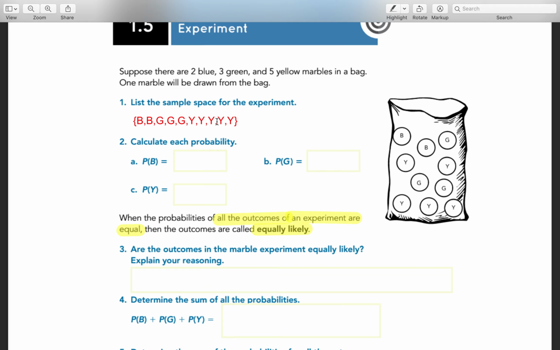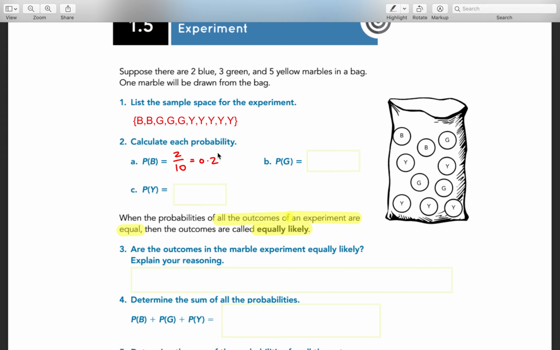Now we're going to calculate each probability. Where it says P(B), it means the probability of drawing a B, or blue. In this case, there are 2 blues out of how many total? 2 plus 3 plus 5, which is 10 total marbles in this bag. So you have 2 chances of drawing a blue from the bag, which has 10 total possible outcomes. So it's 2 over 10, which you can also write as 0.2.